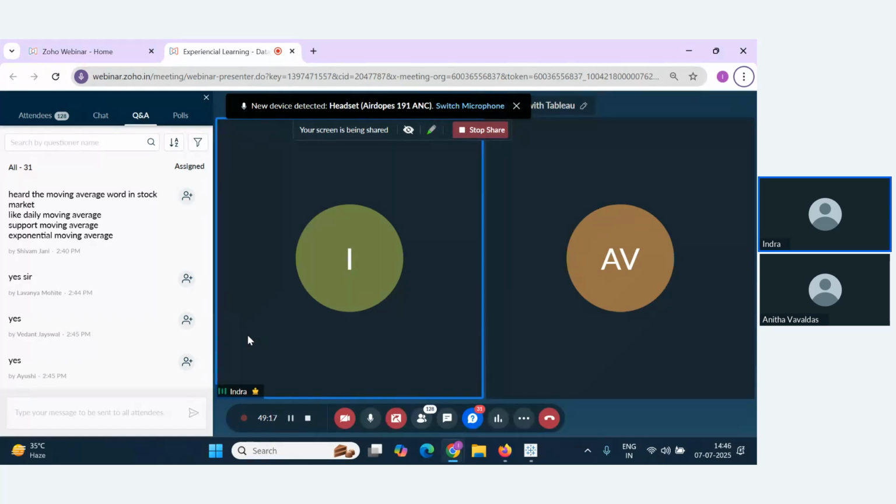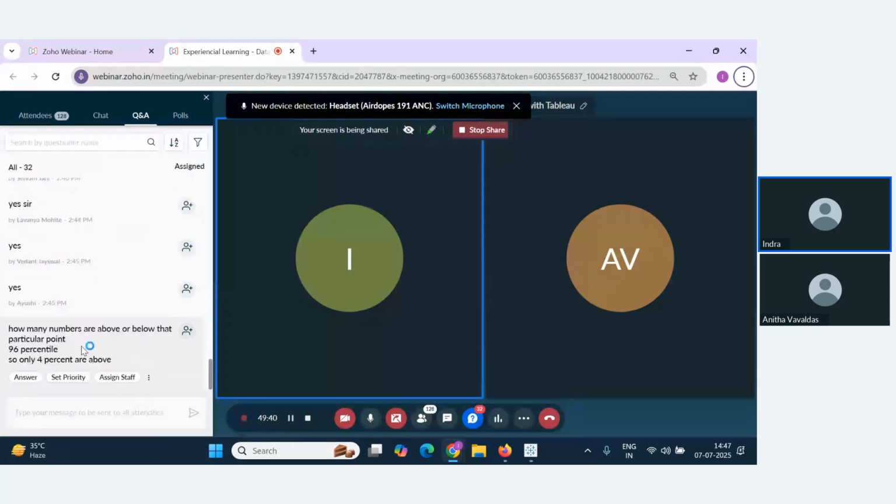Similarly, the 50th percentile means that 50% of the data points are going to fall below that value. Likewise, we have the 75th percentile also, which means 75% of the values are going to fall below it. Okay. So let me write down here what the percentile is.